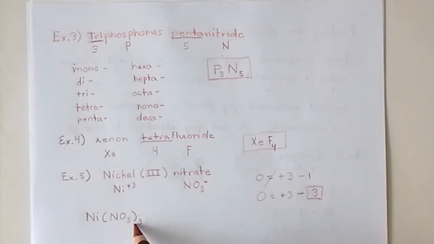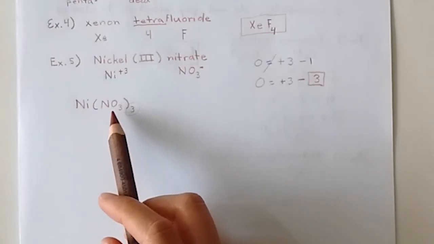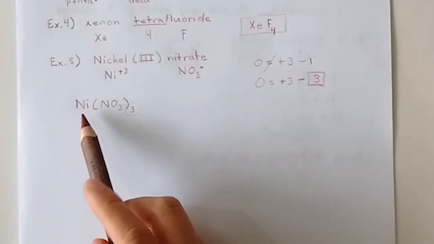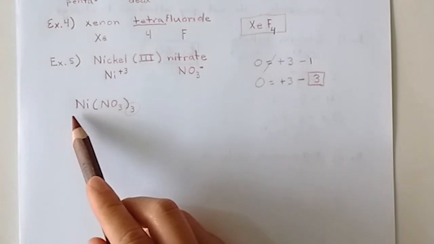Because if we wrote it without parentheses, it would be a little bit confusing with the 2 3's here. So in this way, with parentheses, we make it clear that this 3 applies to 3 nitrates. It applies to N and O, telling us that we have 3 nitrates. So this is the end result, our chemical formula for nickel 3 nitrate.